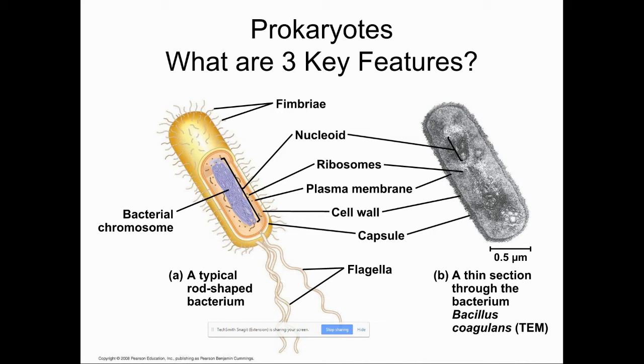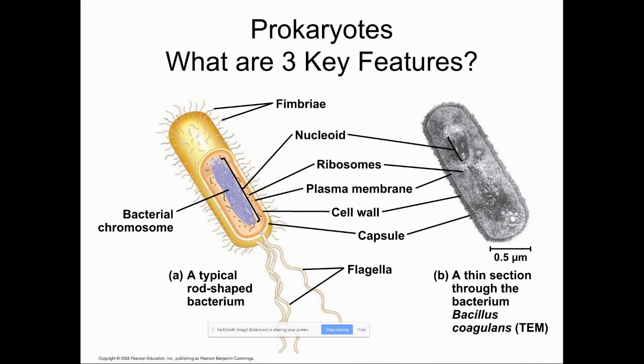We definitely should be able to recognize the plasma membrane, the cell wall, and we should be able to recognize the capsule on the outside. The capsule can be a protein coat sometimes. That's like an additional protective layer for bacteria. So bacteria not only have a plasma membrane, not only do they have a cell wall, they also have this outer coating known as a capsule. So those are kind of key structures that we should be able to identify.